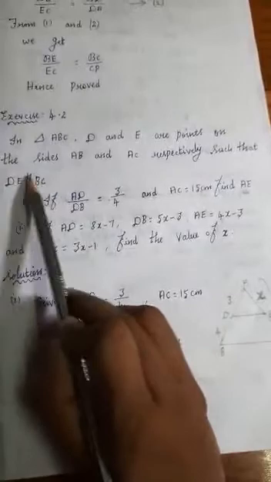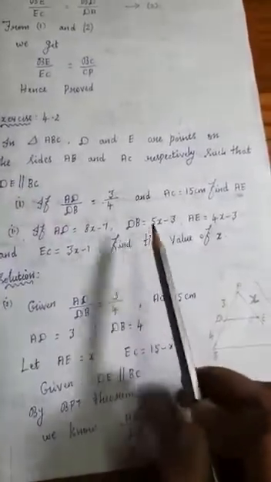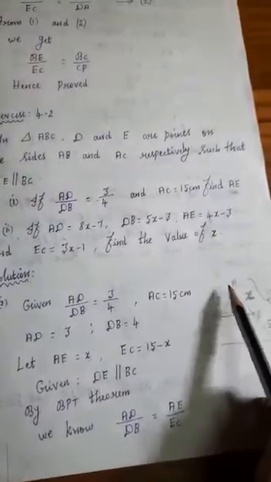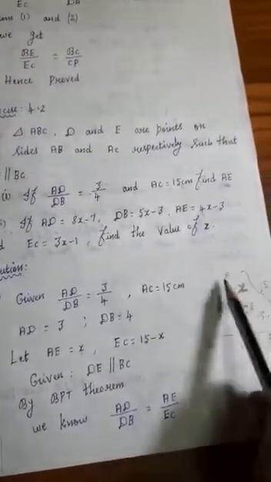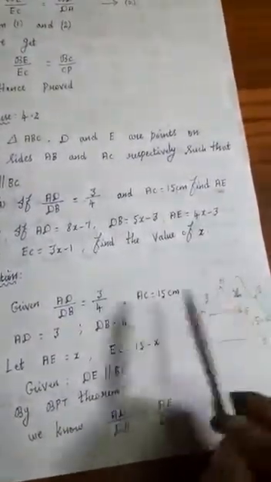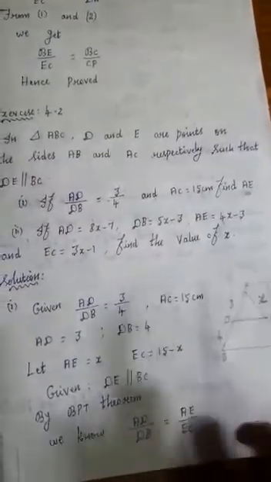You know that DE is parallel to BC, so it divides the sides in the equal ratio. So by using the BPT theorem, write AD divided by DB is equal to AE divided by EC. Then apply all the values they have given. Then cross multiply and find the X value. That's the second question. That is the homework for you.